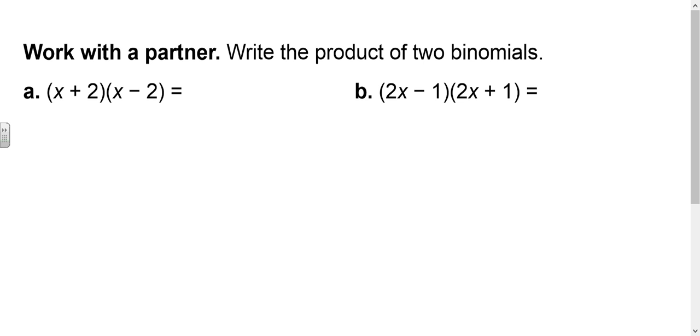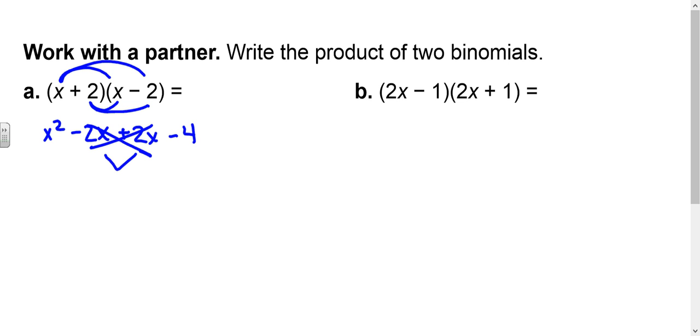Okay, so if you multiply out the first one, we take x times both numbers. So we have x times x, which is x squared. And then we have x times negative 2, which is negative 2x. And then we have to take 2 times both numbers. So 2 times x would be positive 2x, and 2 times negative 2 would be negative 4. Okay, then we can combine our like terms in the middle. Negative 2x plus 2x actually just cancels out. So then we're left with x squared minus 4 as the answer for the first one.